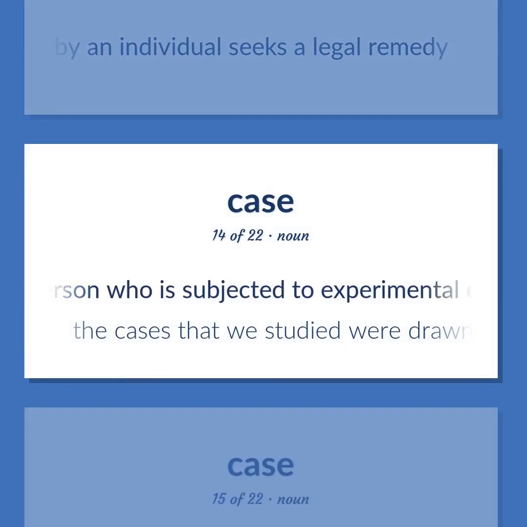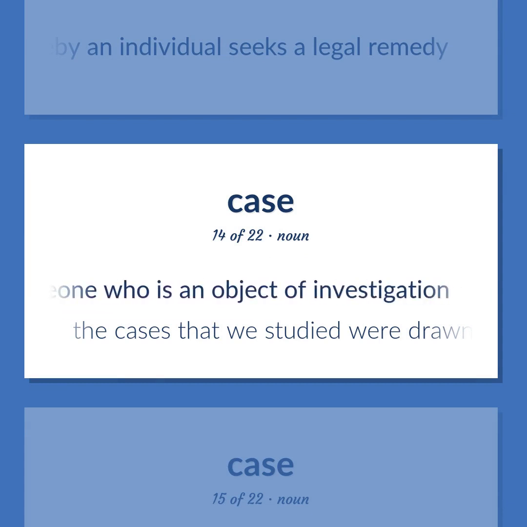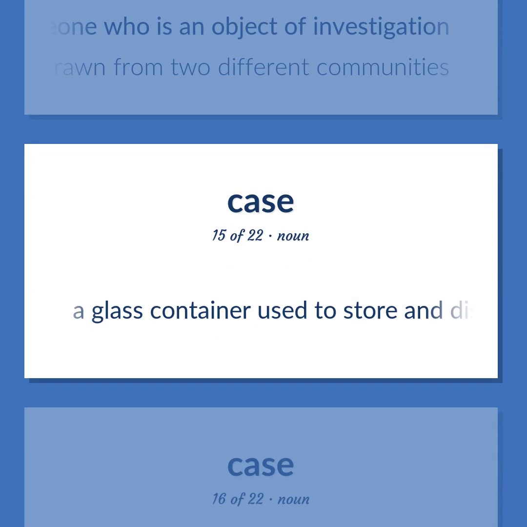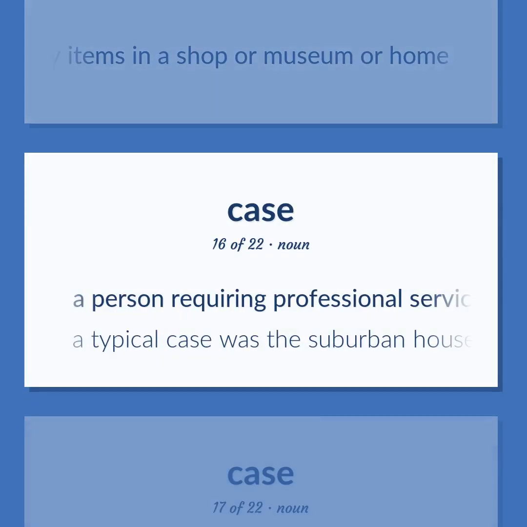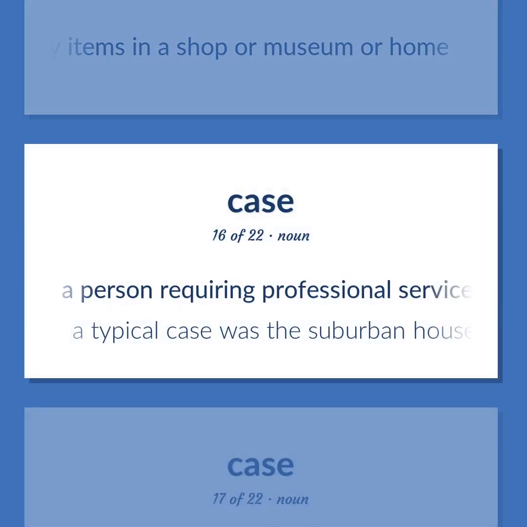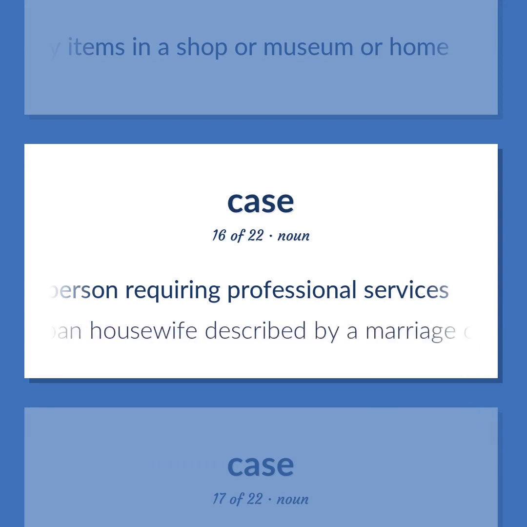A person who is subjected to experimental or other observational procedures. Someone who is an object of investigation. The cases that we studied were drawn from two different communities. A glass container used to store and display items in a shop or museum or home. A person requiring professional services. A typical case was the suburban housewife described by a marriage counselor.